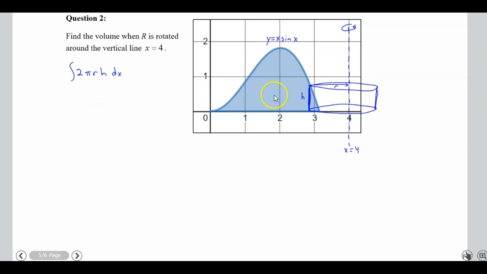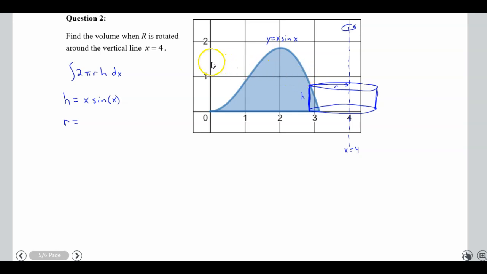The h is going to be the same, right? This top function minus the bottom, which is 0. So my h, same as before. I just get x times sine x minus 0, which is just x sine x. And then the r, that one you got to think about a little bit.